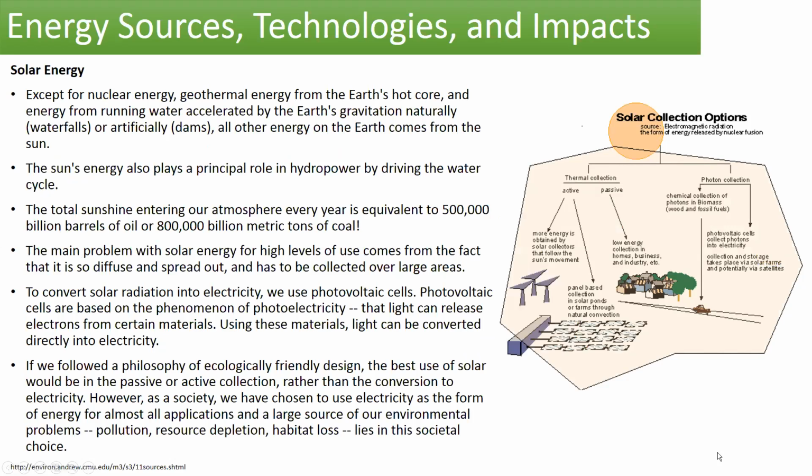The photon collection is basically chemical collection of photons in biomass, so basically wood and fossil fuels. This photon collection is also made by photovoltaic cells that convert photons into electricity. There are some numbers here that I found that are really relevant for us: the total sunshine entering our atmosphere every year is equivalent to 500 million barrels of oil or 8 billion metric tons of coal.